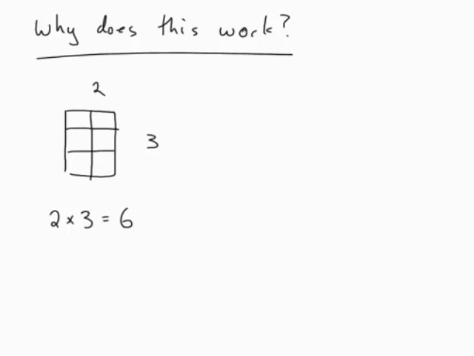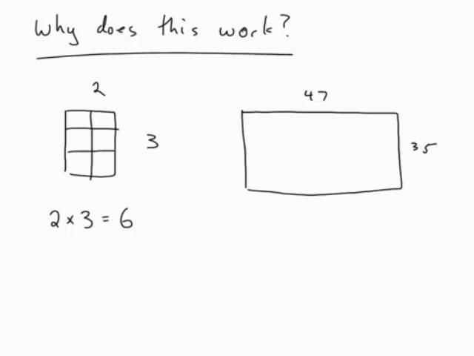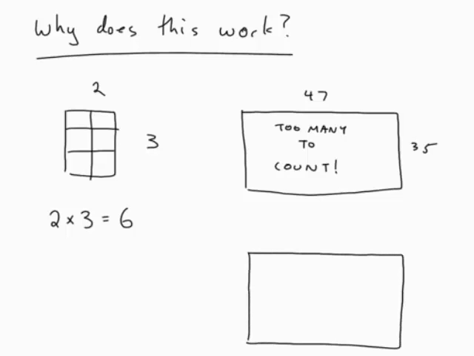For example, for 47 times 35, we would end up with a grid that is 47 by 35 and have to count up all the pieces. The problem is that there are just too many of them to count. So rather than counting up all the individual squares, we're going to break up this picture into pieces that are easier to work with. Specifically, we will break up 47 into 40 plus 7 and 35 into 30 plus 5.